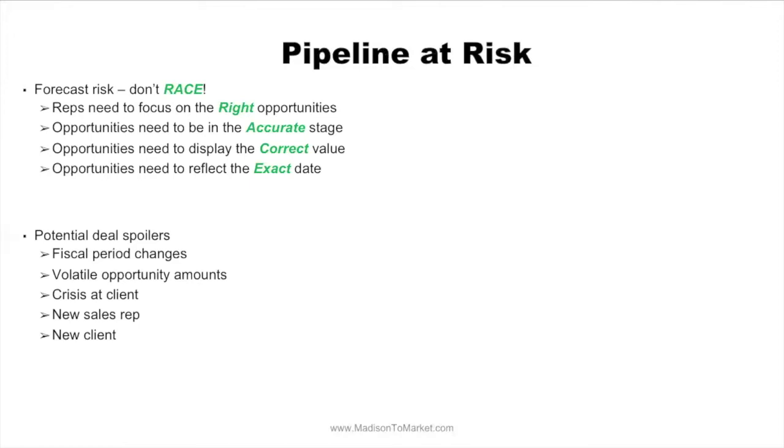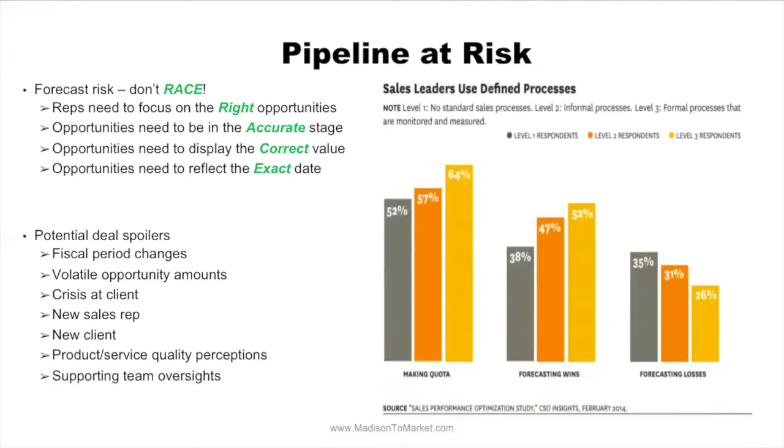There's also some potential deal spoilers that a management team must tune into. For example, a crisis at a client, there's no way to predict that that'll happen. You can be caught off guard by that, certainly. Then also quality perceptions is something that you might not have control over if certain clients have had bad experiences with products. And they'll rant and rave about that, and that's something that's out of your control.